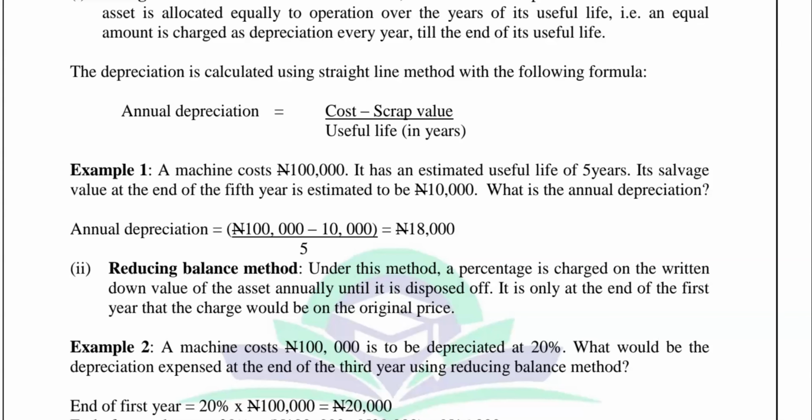Reducing balance method. Yes, reducing balance method. Okay, so reducing balance method.